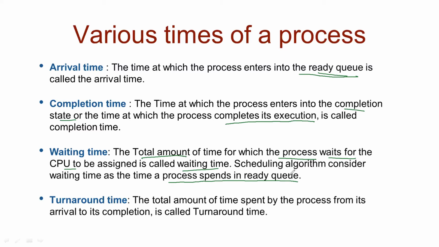Next is the turnaround time. Turnaround time is the total amount of time spent by the process from its arrival to its completion, meaning from when it arrives in the ready queue until it leaves the system. It is not necessary that during this time the process was in execution. It is possible that the process was waiting for the CPU at one time and at other times it was in execution with the CPU. So turnaround time will be the sum of the waiting times and the time during which it was in execution with the CPU.